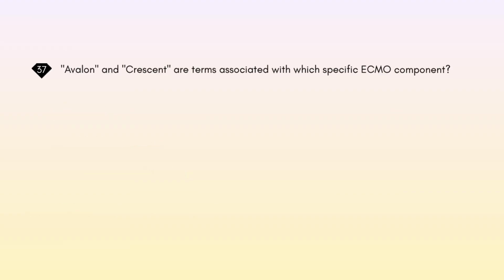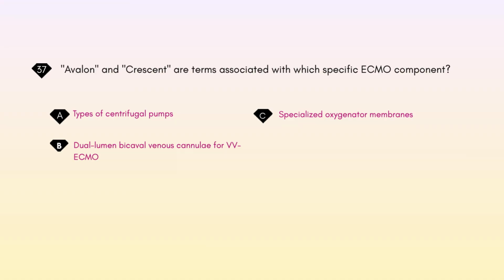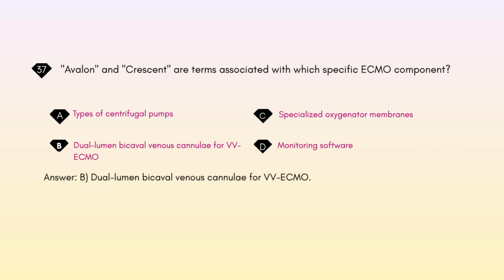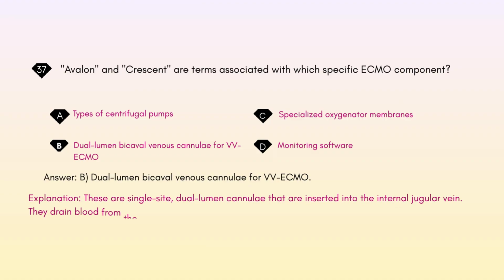Avalon and Crescent are terms associated with which specific ECMO component? A. Types of centrifugal pumps. B. Dual-lumen bicaval venous cannulae for VV-ECMO. C. Specialized oxygenator membranes. D. Monitoring software. Answer: B. Dual-lumen bicaval venous cannulae for VV-ECMO. Explanation: these are single-site, dual-lumen cannulae that are inserted into the internal jugular vein. They drain blood from the IVC/SVC and return oxygenated blood directly toward the tricuspid valve.